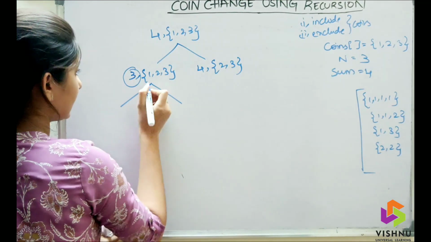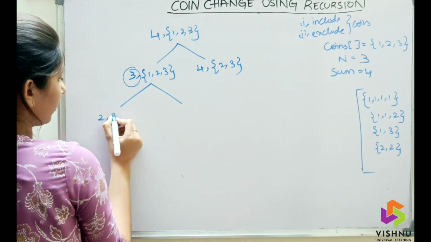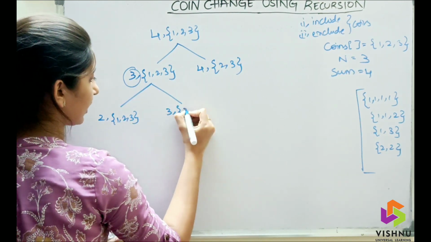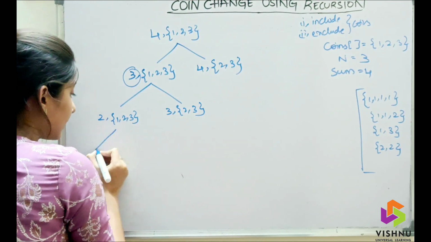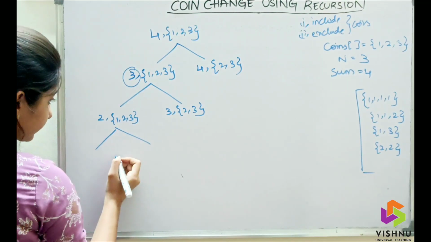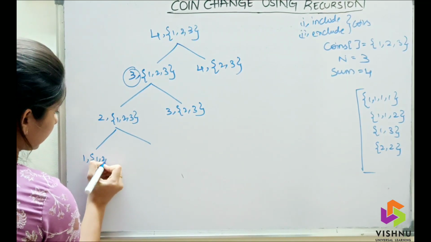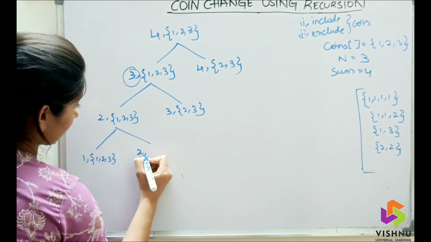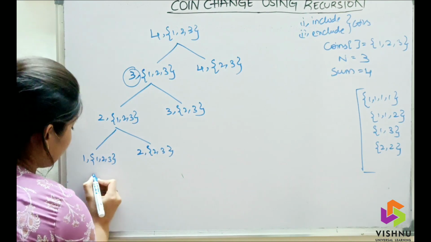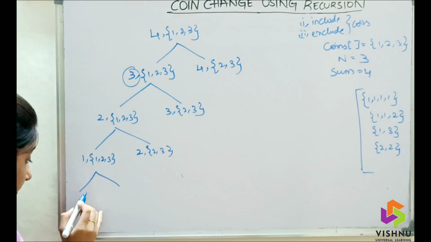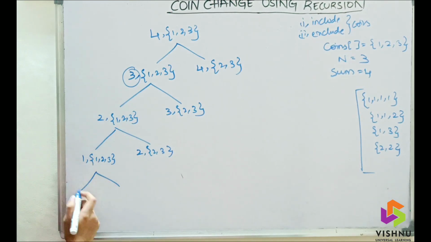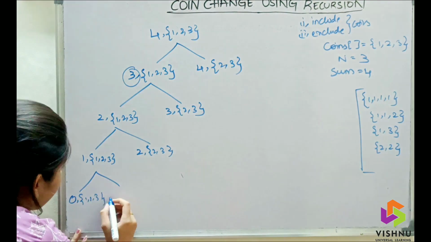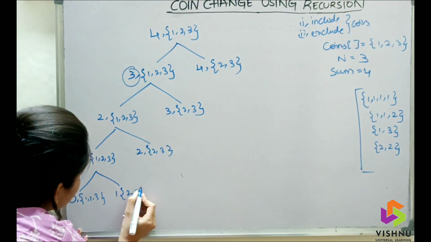So again here when 1 is included, we have our sum 2. And when 1 is excluded, the sum is 3 and we have 2, 3 here. Here also again when 1 is included, we have sum 1 and 1, 2, 3. When 1 is excluded, we have sum 2 and 2, 3. Here also again when 1 is included, the sum is 0 and we have 1, 2, 3. When 1 is not included, we have sum 1 and 2, 3.